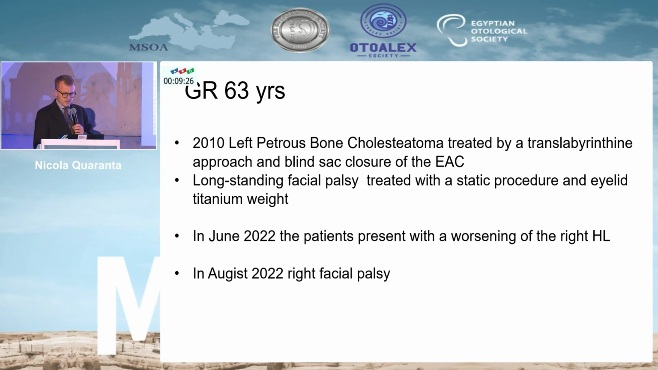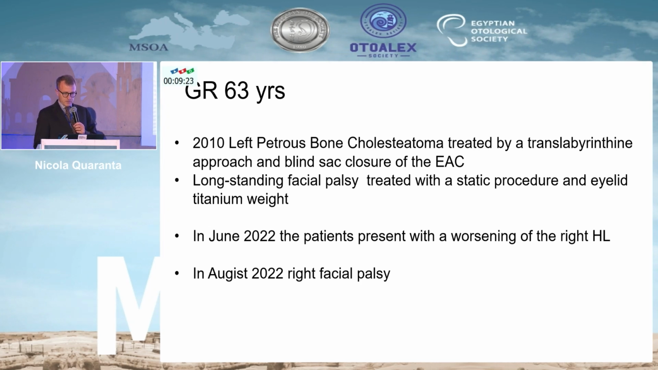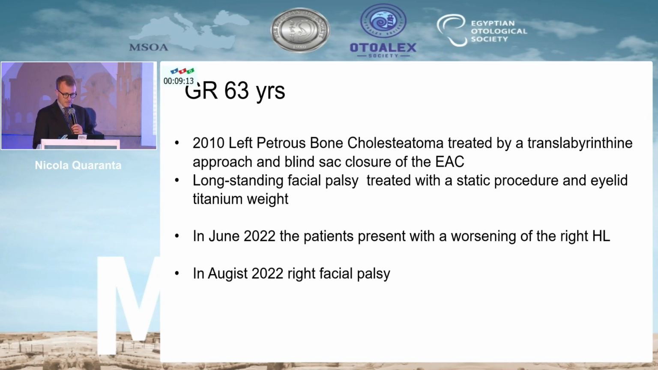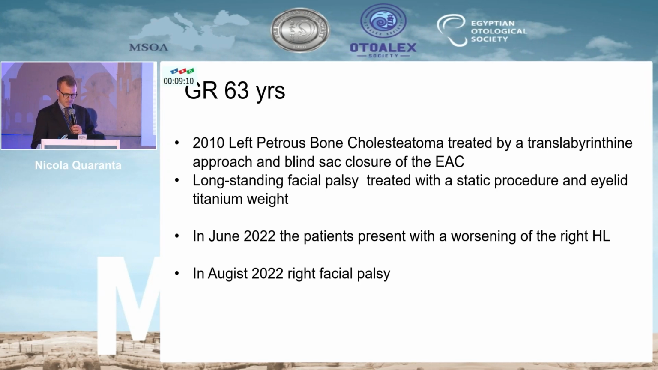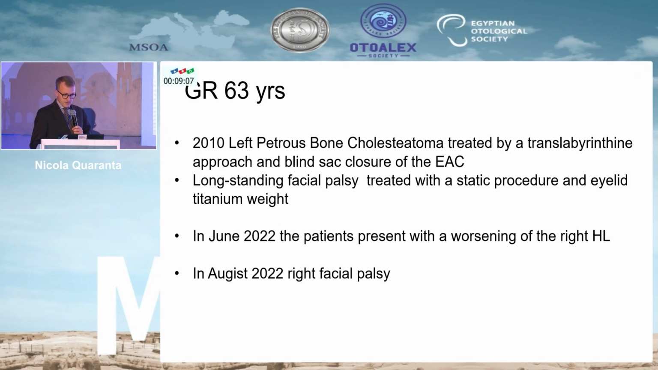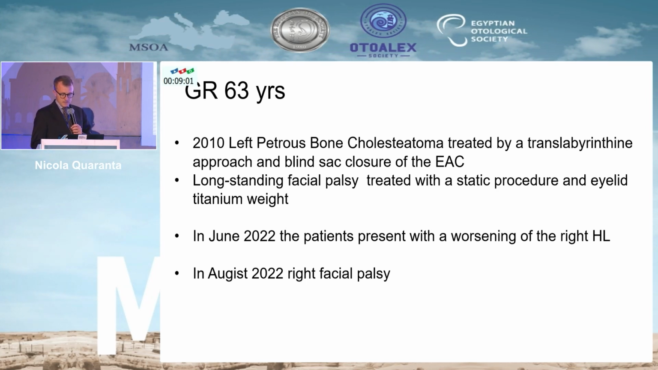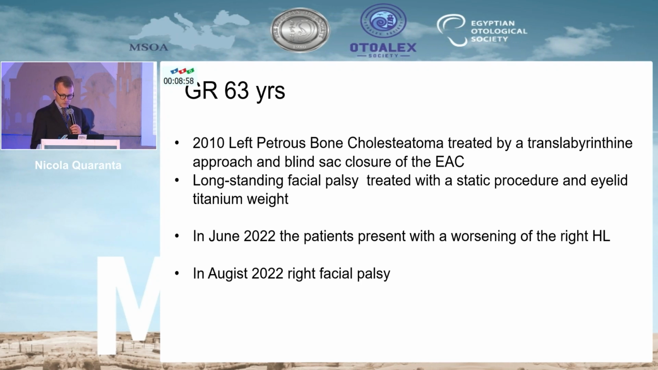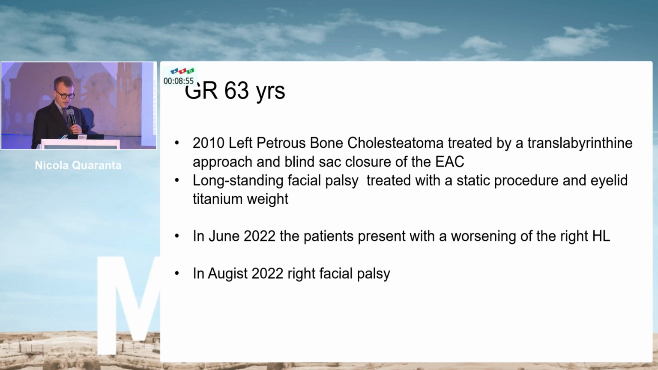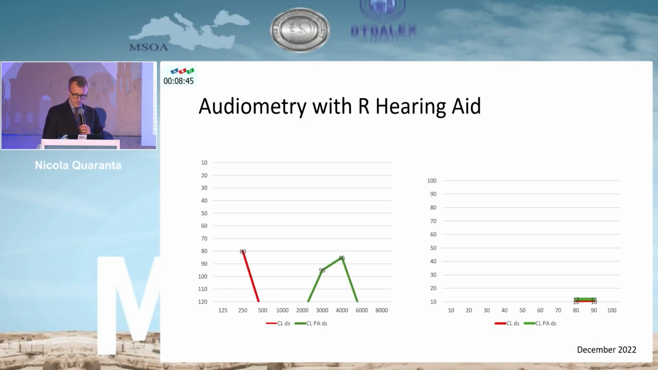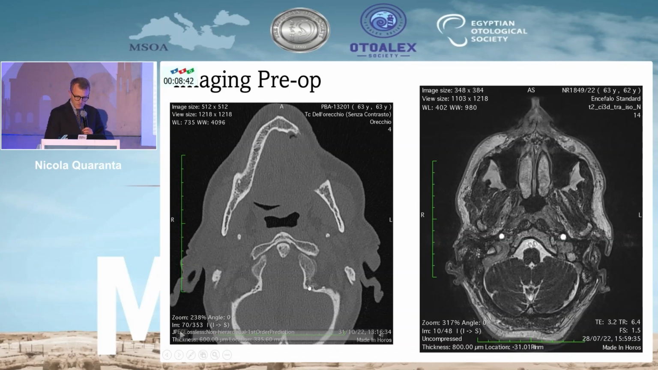This is a 63-year-old man that was treated 14 years ago, or 13 years before the second operation, for a left PBC, petrous bone cholesteatoma, by a translabyrinthine approach and blind sac closure of the external auditory canal. He had a long-standing facial palsy that was treated with a static procedure. He did not present for follow-up, and when he presented in 2022, he had a worsening of the right hearing loss and also a complete facial palsy on the right. He was practically bilaterally deaf with no response with the hearing aid.